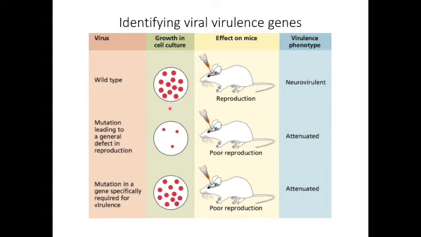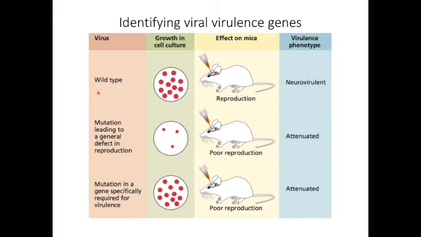When we grow it in cell culture, it grows a lot. We have a whole lot of virus that comes out. And then when we inject that virus into mice, it replicates in the mice and it causes disease. And for our scenario here, we get neurovirulence. So the virus replicates in the brain and it causes issues with the brain.